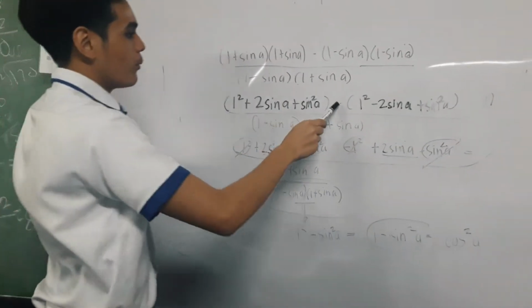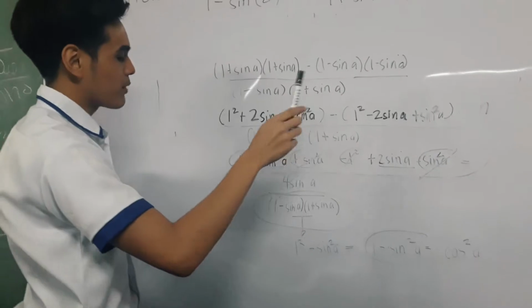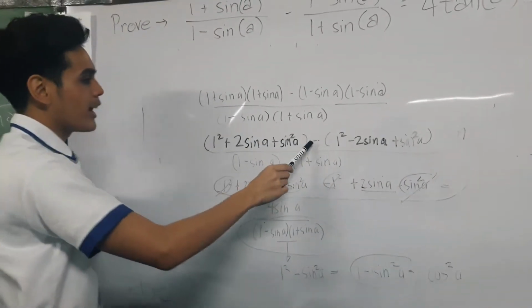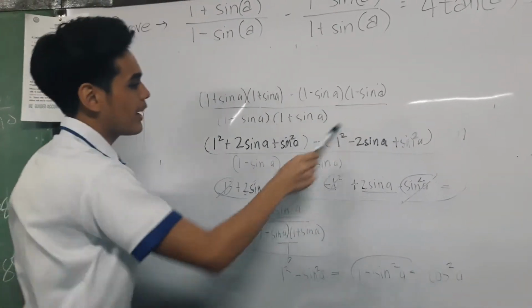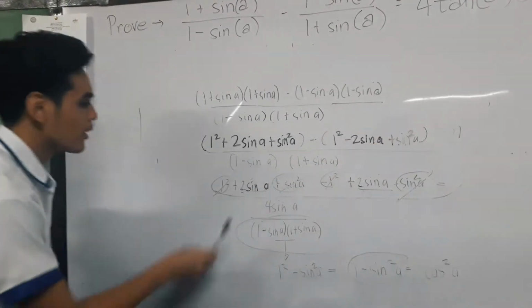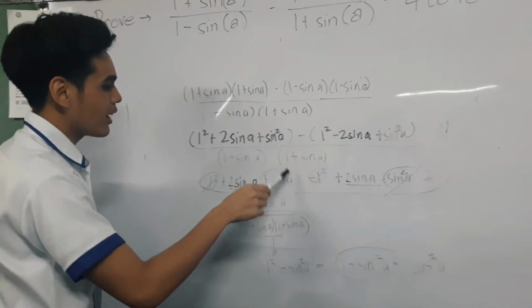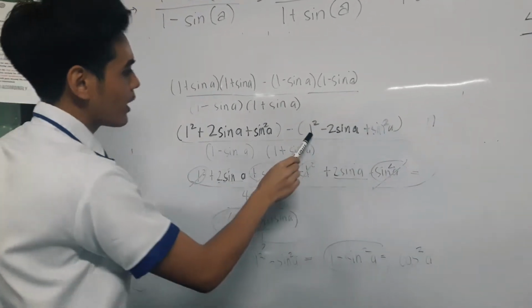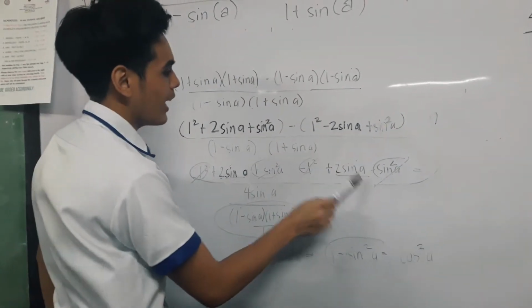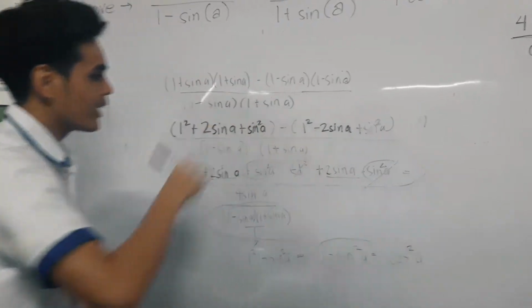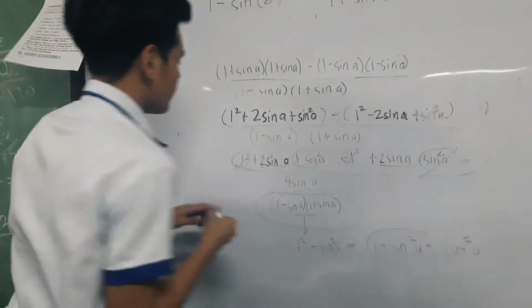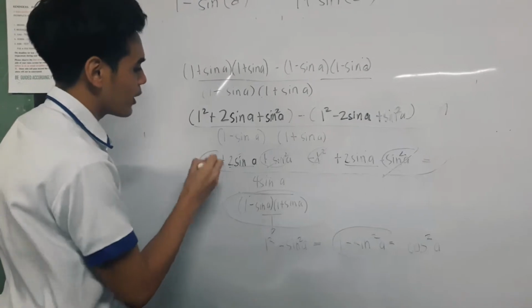So over 1 minus sine A times 1 plus sine A. So we distribute our negative value to the terms inside the parentheses. So here we have 1 squared plus 2 sine A plus sine squared A minus 1 squared plus 2 sine A minus sine squared A, which is equal to, so here we just combine the like terms.